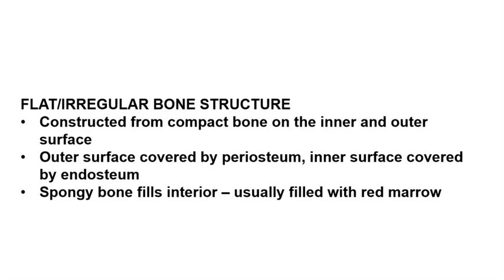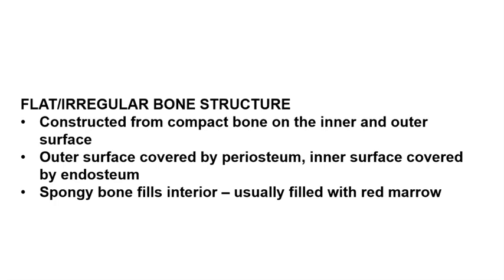So in looking at the structure of other bones, that is flat and irregular bones, we see that their layout is a little bit different, but does follow some of the same patterns that we saw with the long bones. So we see that flat and irregular bones are also constructed from compact bone, typically on their inner or outer surfaces. So that is, they have very dense bony tissue on primarily their outer surfaces. The outer surface is also covered by periosteum. The inner surface is likewise covered by endosteum, just like we see with the long bones.